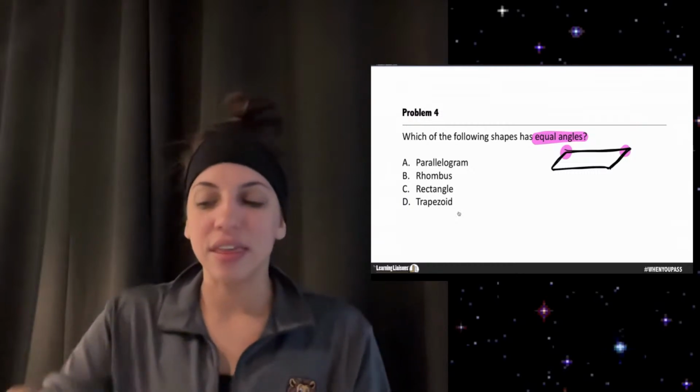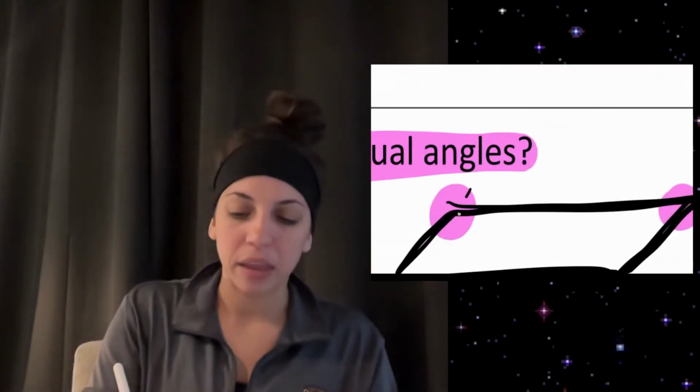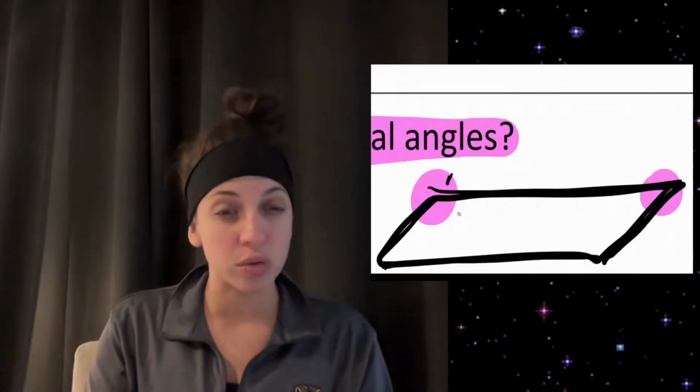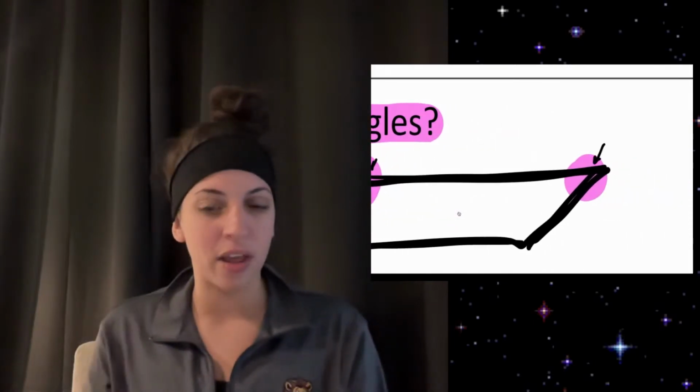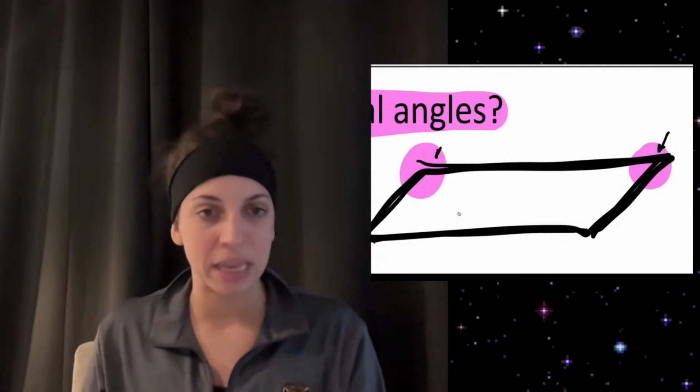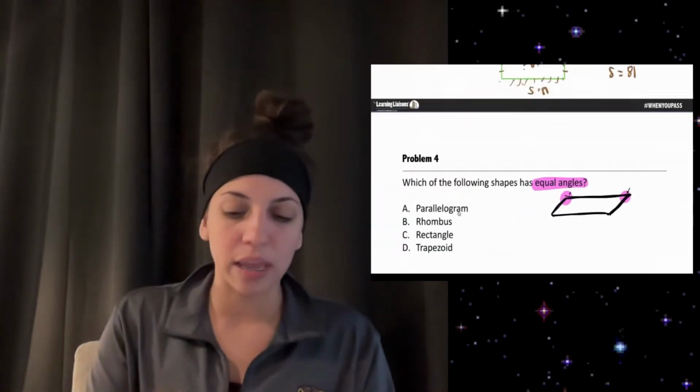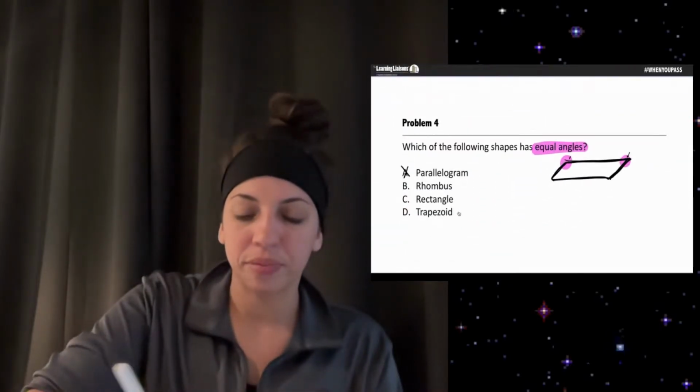Absolutely not. This angle to the left is an obtuse angle, and this angle over to the right is an acute angle, and so those are nowhere close to being the same. So it's not going to be the parallelogram.